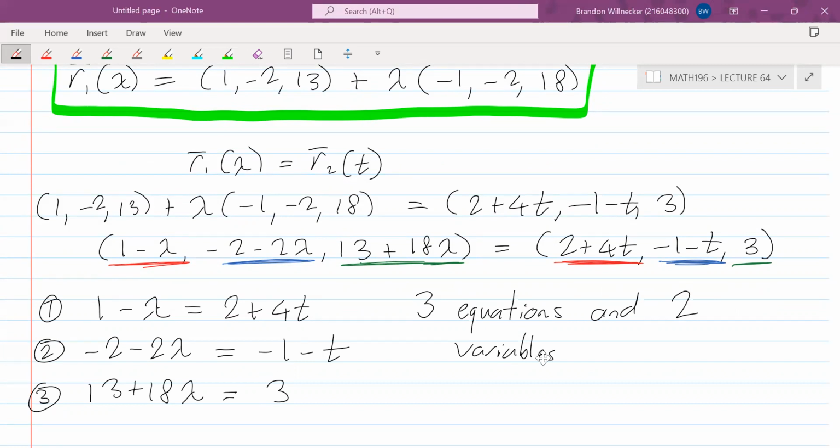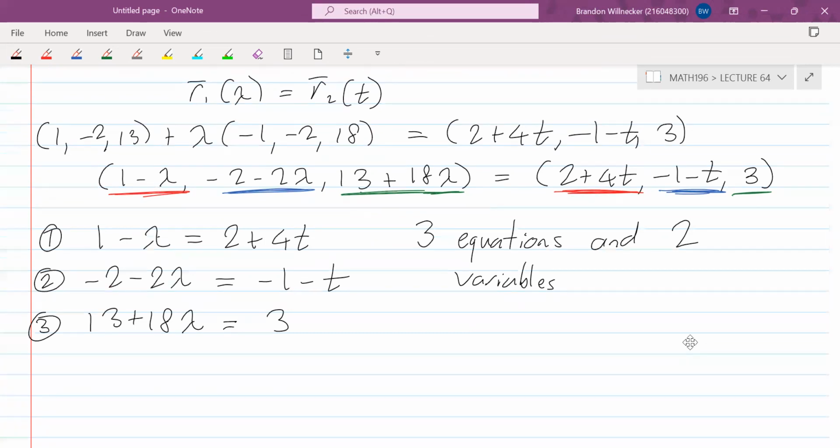Okay, so this could give us a unique solution, which is what we're looking for. However, this could also be inconsistent. If it's inconsistent, then there is no solution, and so the lines don't intersect. So we need to be careful when solving these. Check for consistency when you're solving.